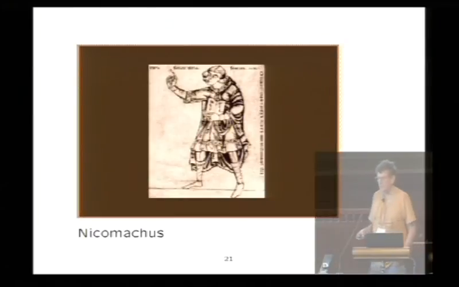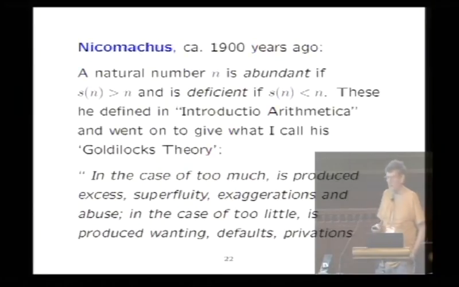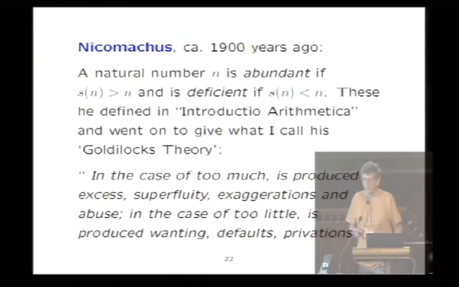Our last visit to the ancients: Nicomachus, who lived 1900 years ago. He defined abundant numbers and deficient numbers. And when you see some of these films of Erdős lecturing, Erdős is defining an abundant number. These were first defined 1900 years ago, but they were defined in a very colorful way, where he goes on and on talking about the personalities of these numbers. So, in fact, I call it his Goldilocks theory.